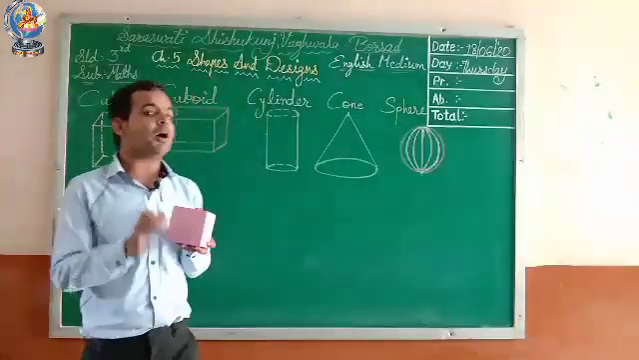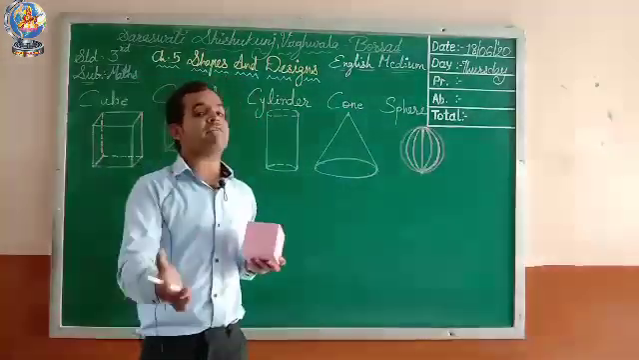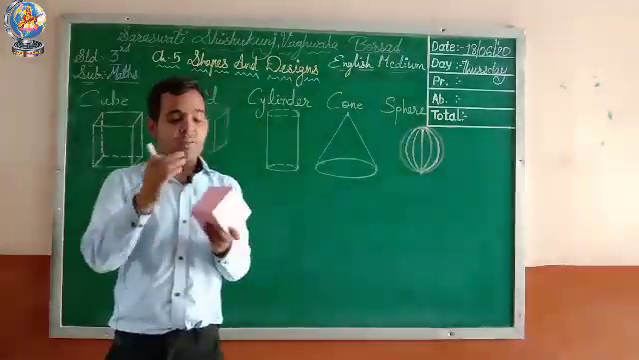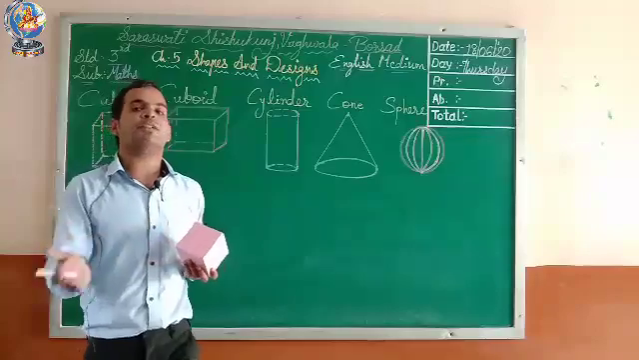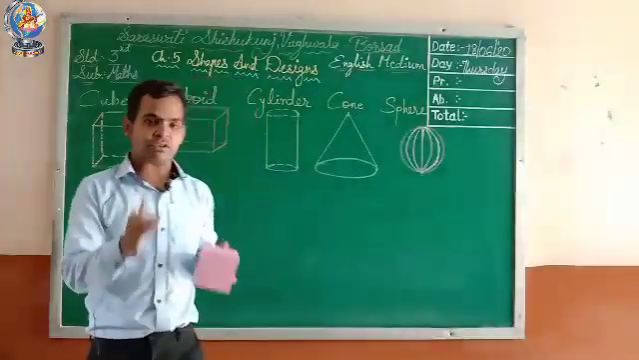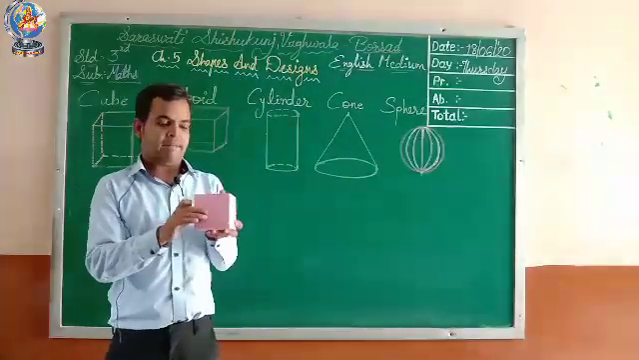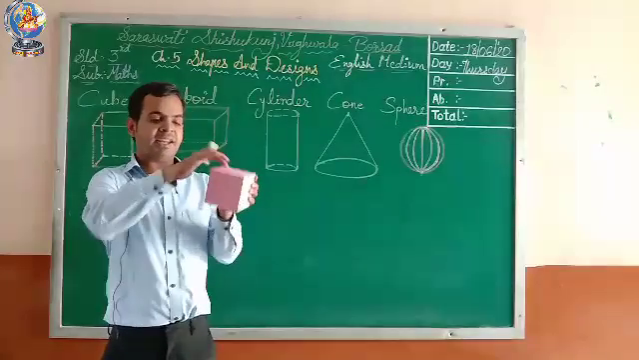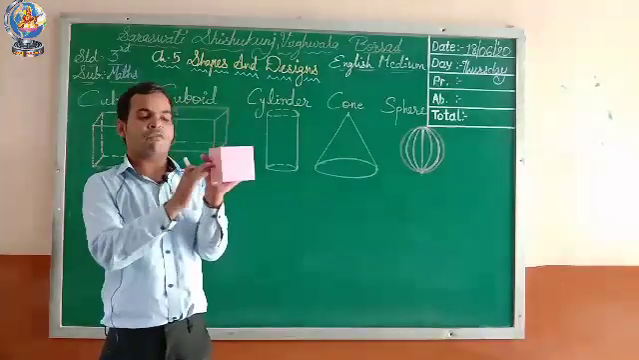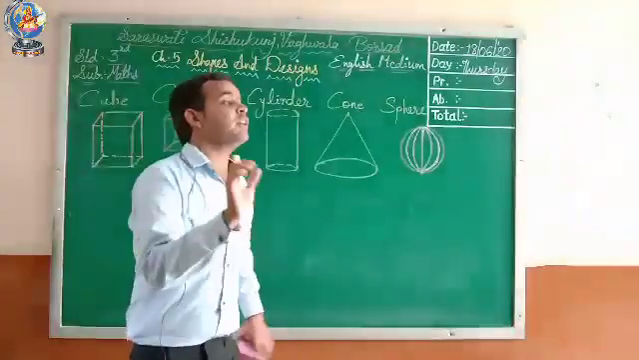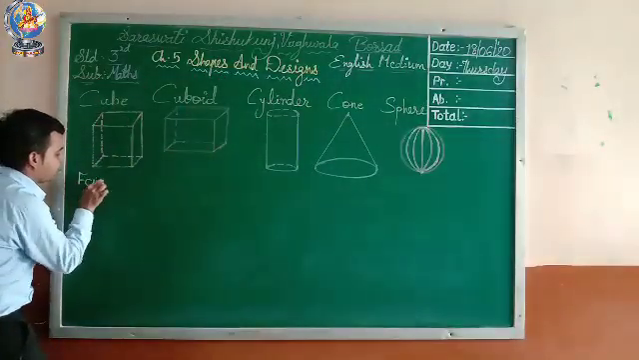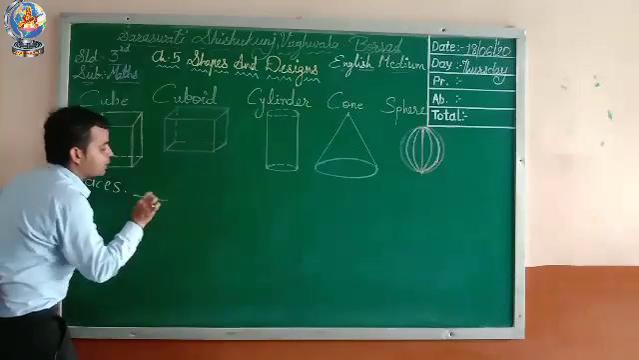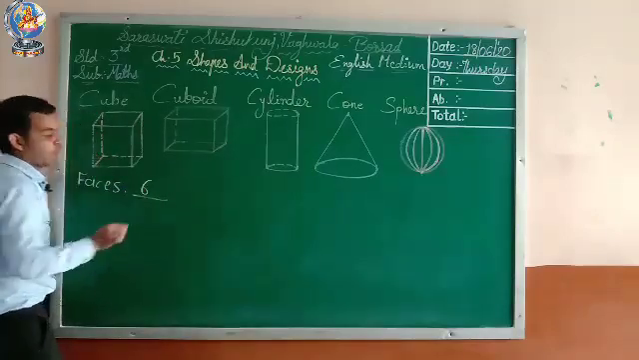So let's first discuss the faces of the cube shape. We already know about the face. So what is the definition of a face? The flat surface of the shape is called a face. Here, if you see, 1, then 2, 3, 4, 5 and 6. So the cube has 6 faces. So here I write the answer: how many faces does a cube have? 6 faces.